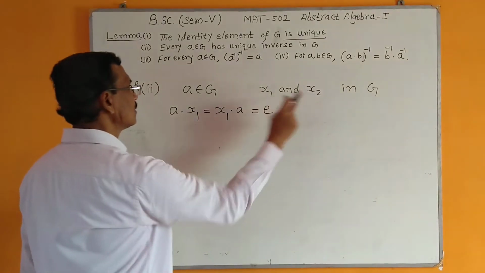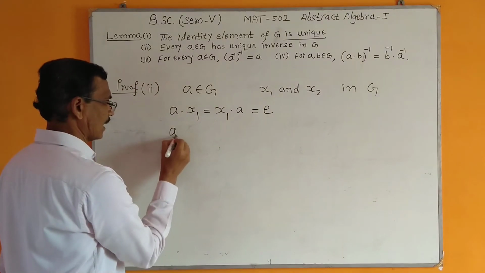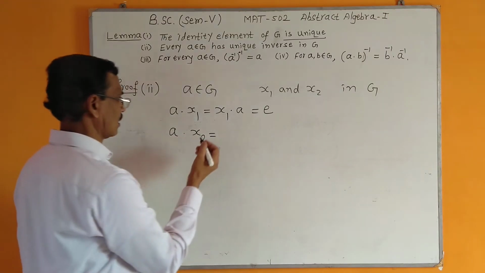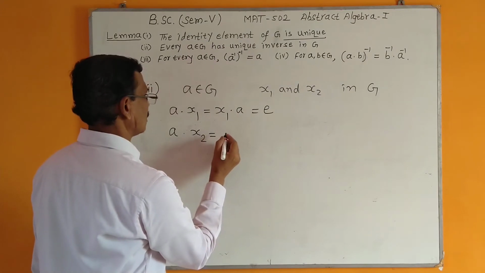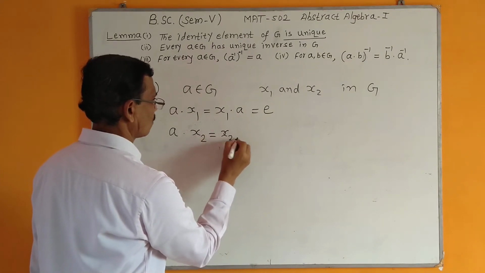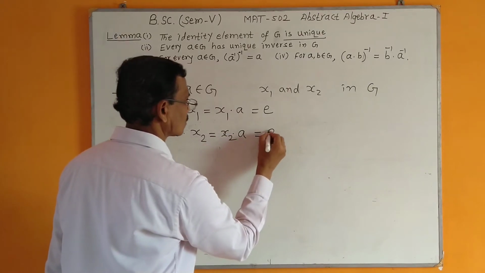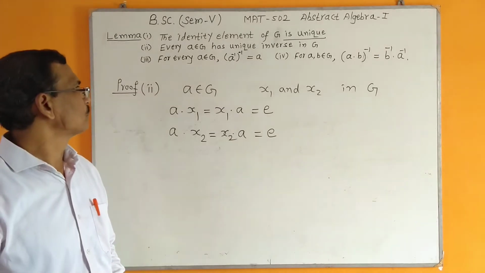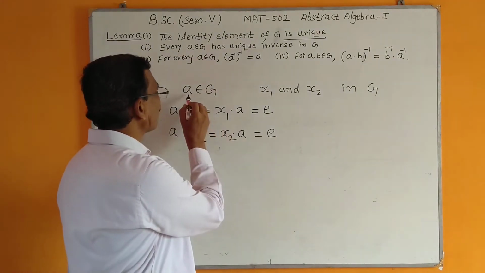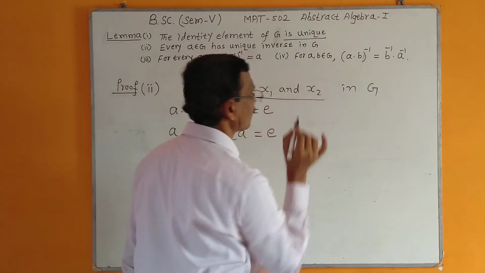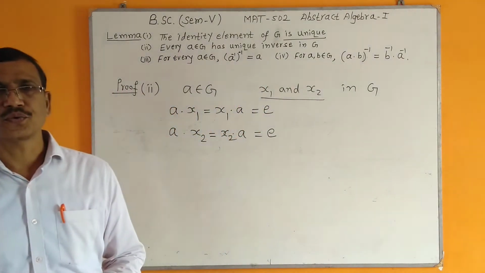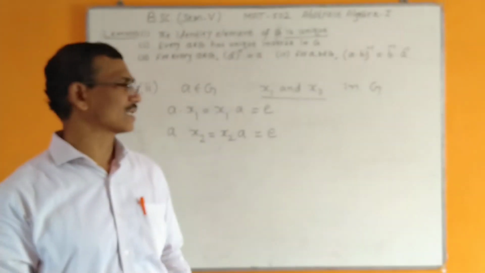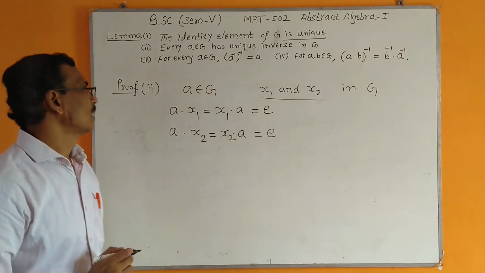Now consider x2 as the inverse of a. Then again by the definition of inverse, we get a · x2 is equal to x2 · a is equal to e, where e is again the identity element of the group G. Our assumption is that the element a belongs to G has two inverses x1 and x2. We have to prove that there exists a unique inverse. That means we have to prove that x1 is equal to x2.